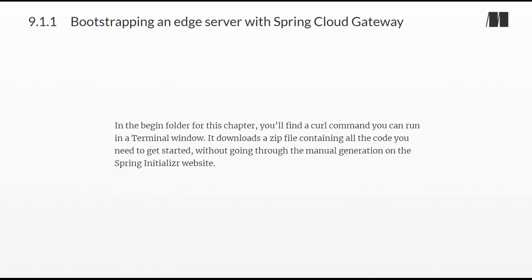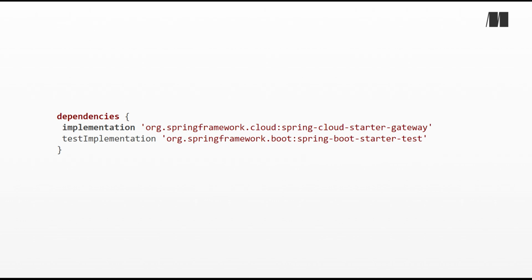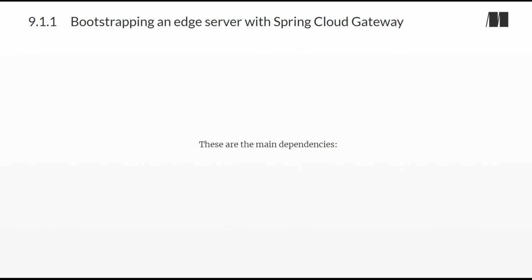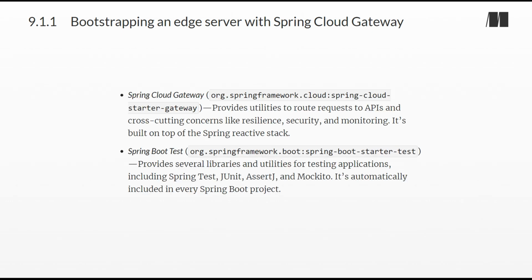Tip: in the begin folder for this chapter, you'll find a curl command you can run in a terminal window. It downloads a zip file containing all the code you need to get started without going through the manual generation on the Spring Initializr website. The dependencies section of the auto-generated build.gradle file looks like this. These are the main dependencies. Spring Cloud Gateway, org.springframework.cloud:spring-cloud-starter-gateway, provides utilities to route requests to APIs and cross-cutting concerns like resilience, security, and monitoring.